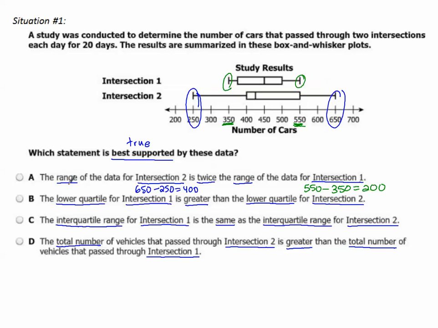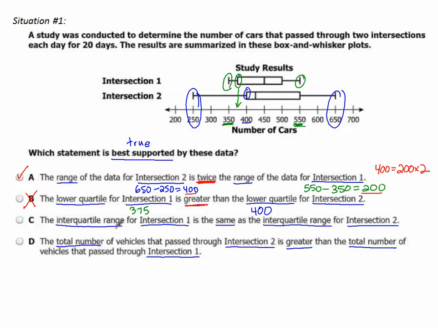So they're saying that the range of intersection 2 is twice the range for intersection 1. Well, 400 is twice 200. So this is a true statement because 400 is 200 times 2. That is a correct statement. Let's read the others just to check our work. The lower quartile for intersection 1 is here, between 350 and 400, so that's 375, is greater than the lower quartile for intersection 2. So the lower quartile in intersection 2 is at 400. 375 is greater than 400. That is not true.